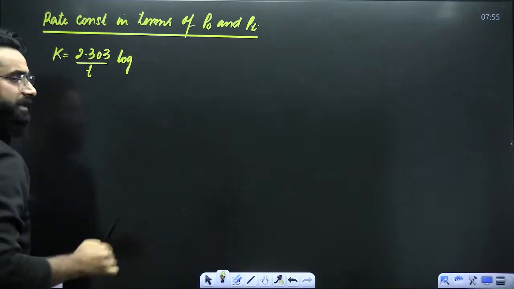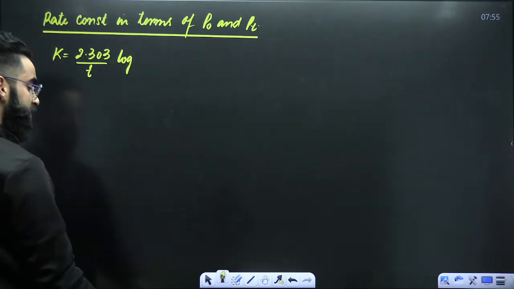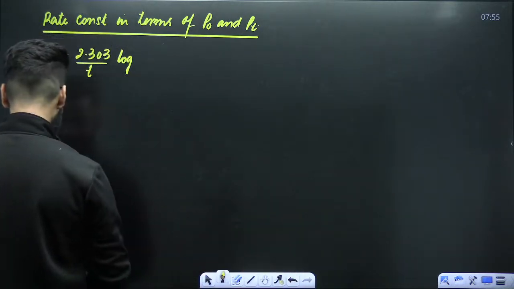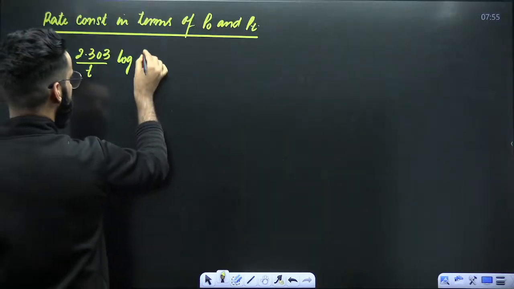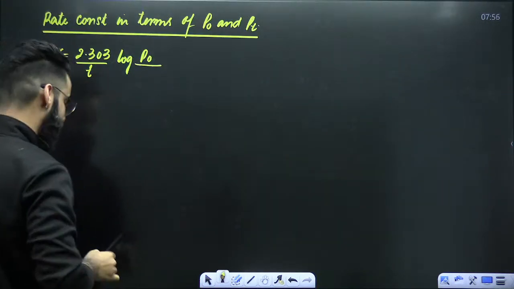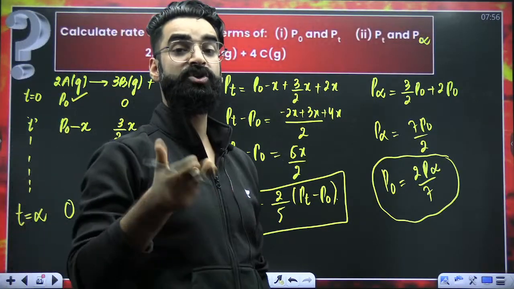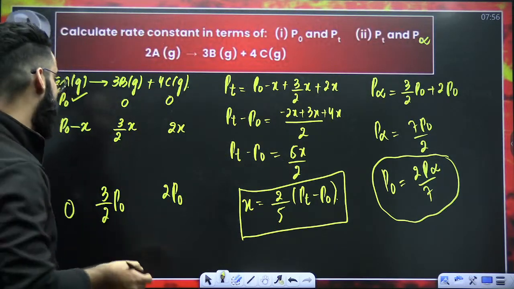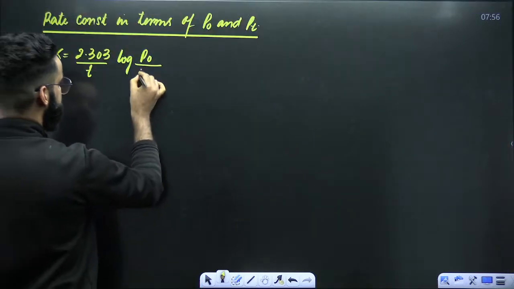It used to be A naught by At. What was A naught? Initial concentration of reactant. But here I won't be using initial concentration of reactant. I'll be using initial pressure of reactant, that is P naught, right? So it's initial pressure of reactant divided by, it used to be At in the denominator, concentration of reactant left at time t. But here I'll be using pressure of reactant left at time t, which is P naught minus x.